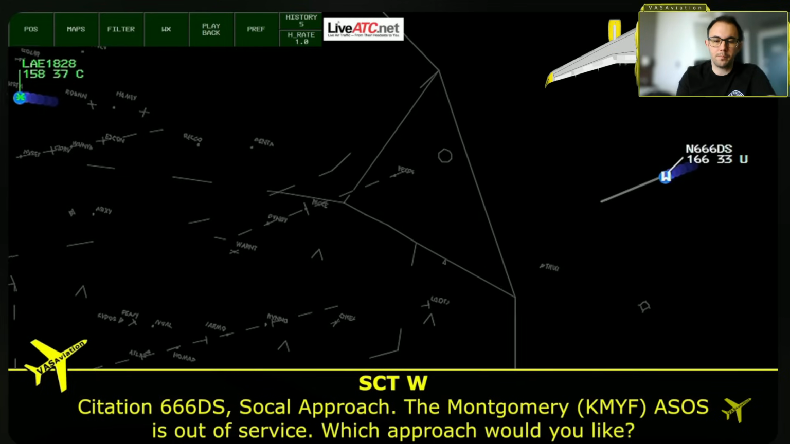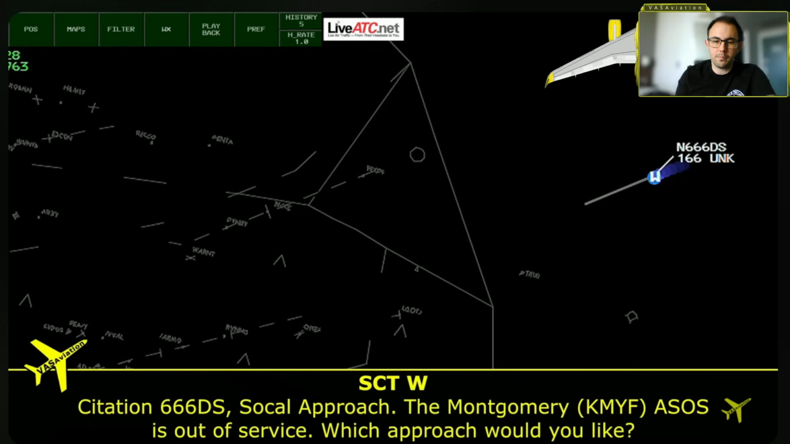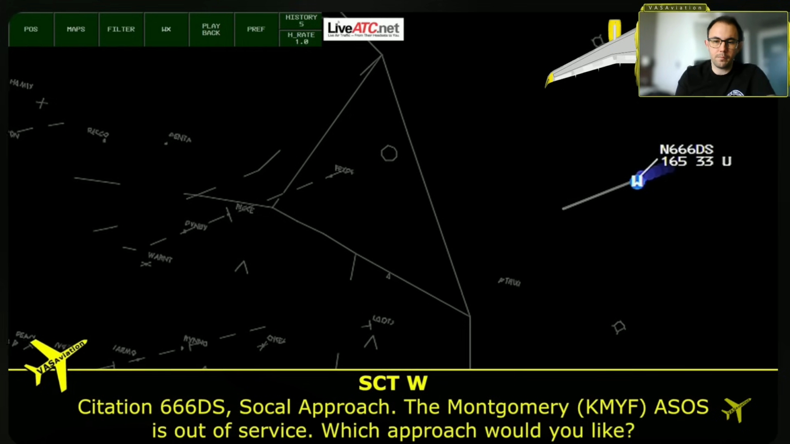Carlsbad approach. The Montgomery ASOS is out of service. Which approach would you like?